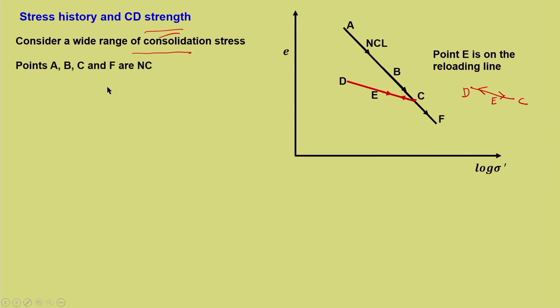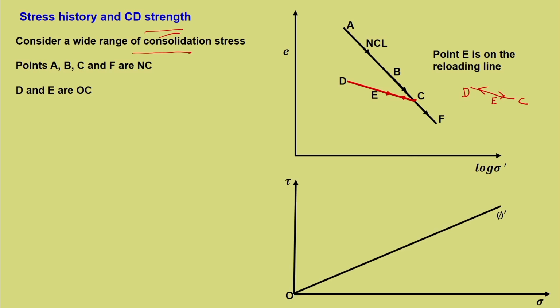Points A, B, C and F are normally consolidated. D and E are overconsolidated. It is very relevant and we have seen this in the previous lecture. So now let us translate these results to tau versus sigma. What we are trying to do is understand how stress history impacts the CD strength. We already know this, but again it is important that we understand this particular point.